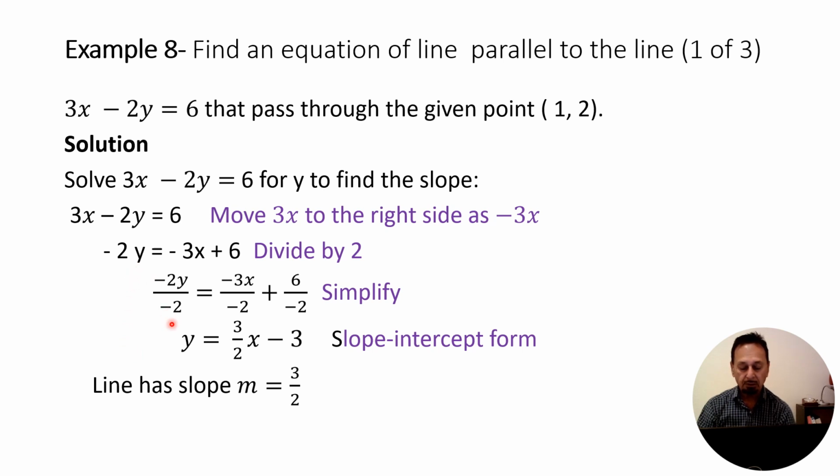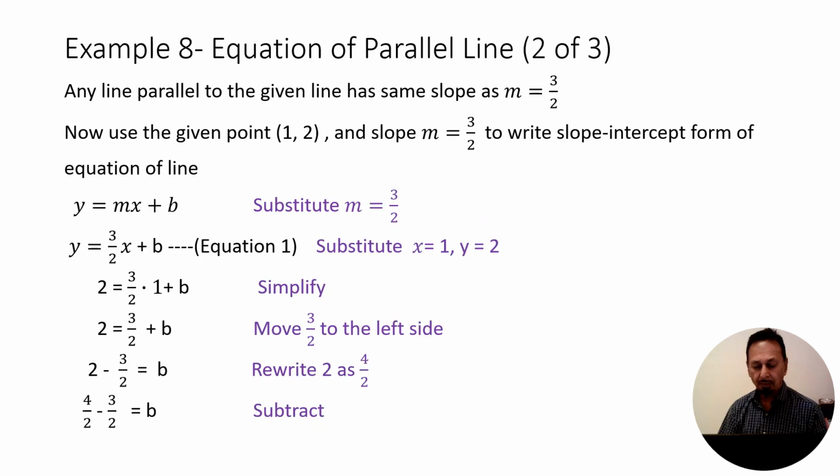So this becomes negative 2y over negative 2 equals negative 3x over negative 2 plus 6 over negative 2. Simplify: the negative 2 cancels, giving you y. This becomes positive 3 over 2 x, and 6 over negative 2 is negative 3. So the slope is 3/2. That's the slope we want. Now any line parallel to the given line has slope m equal to 3/2. Now use the given point (1, 2) and the slope m equals 3/2.